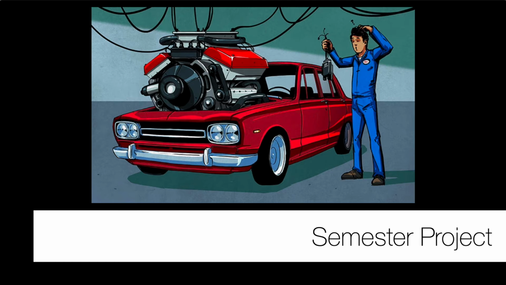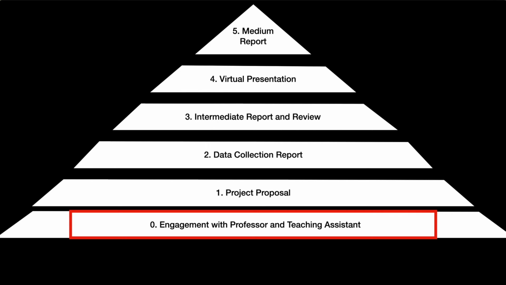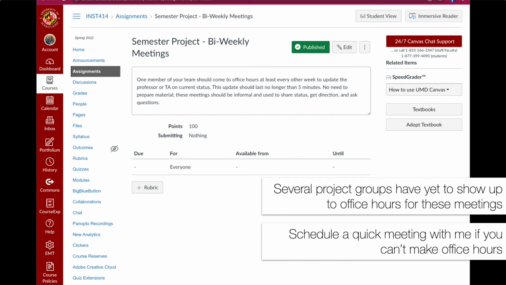The next thing to discuss is the semester project. Do remember that part of the semester project assignment includes engagement with me and the TA. So I have this set up for bi-weekly project meetings, drop into office hours. It doesn't have to be for very long. It doesn't have to be the same person every time, but at least once every 2 weeks, I expect to see somebody from your project group come into office hours to describe progress that you've made or any issues that you've encountered. So it's important that you be doing this.